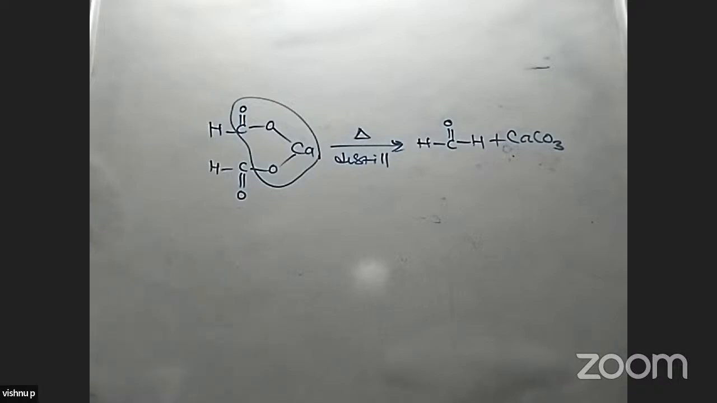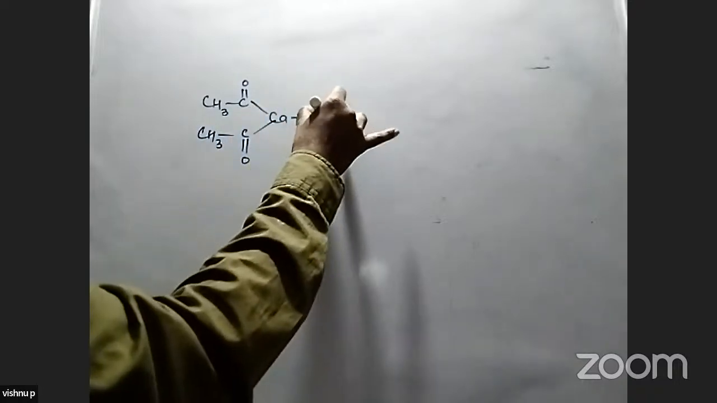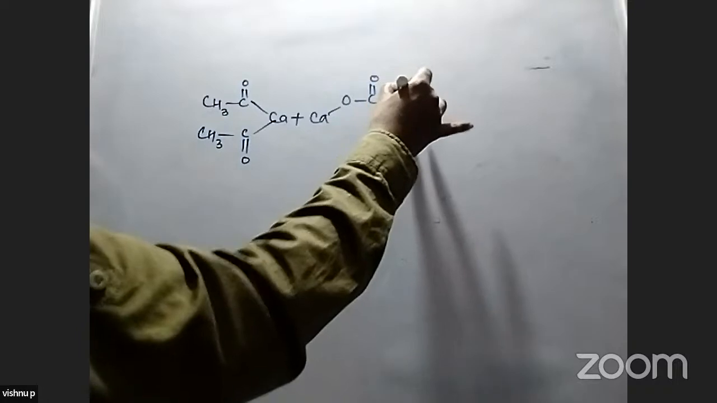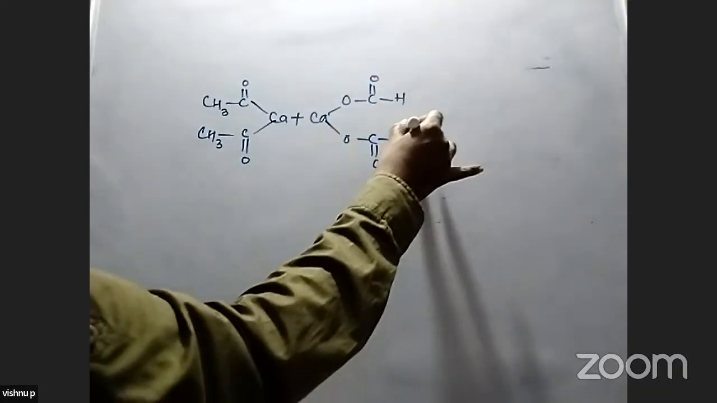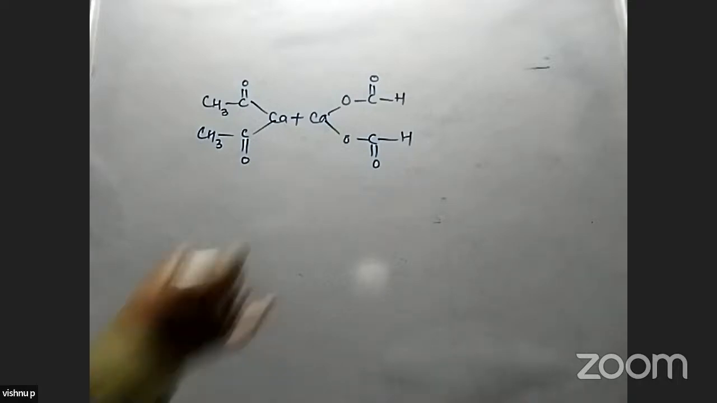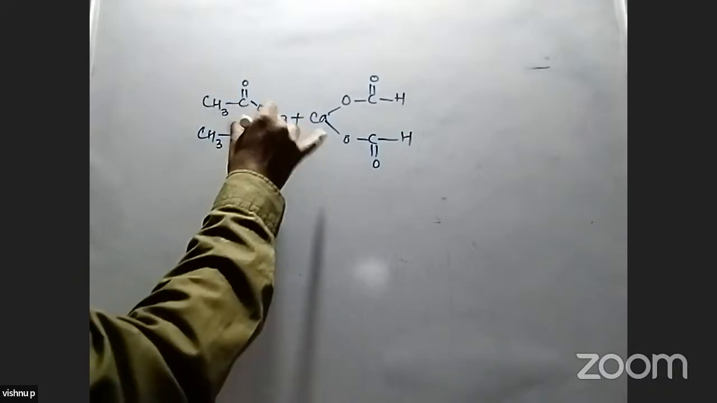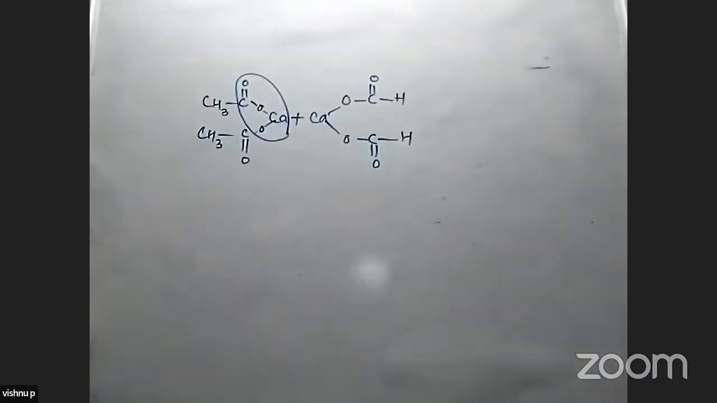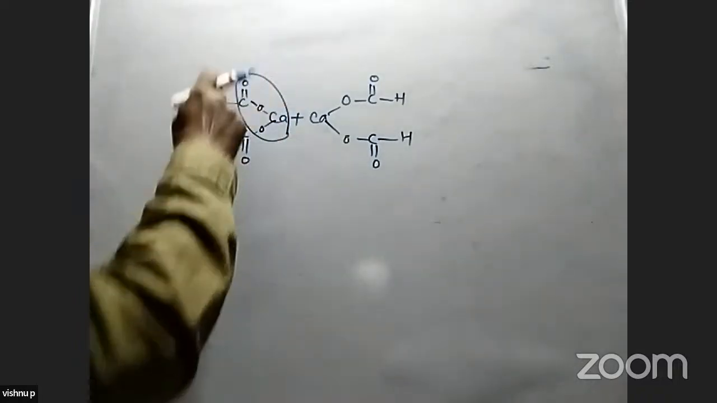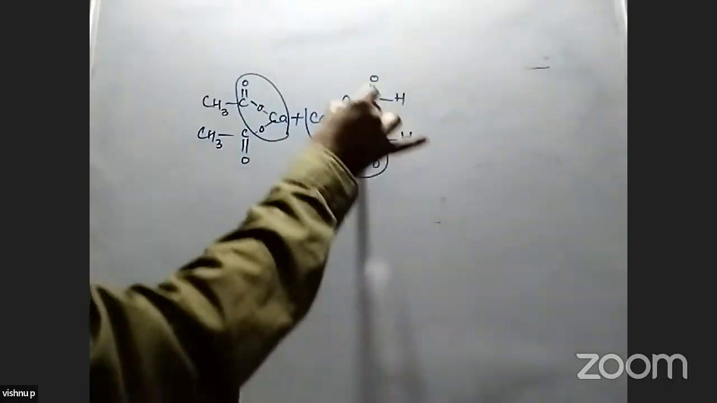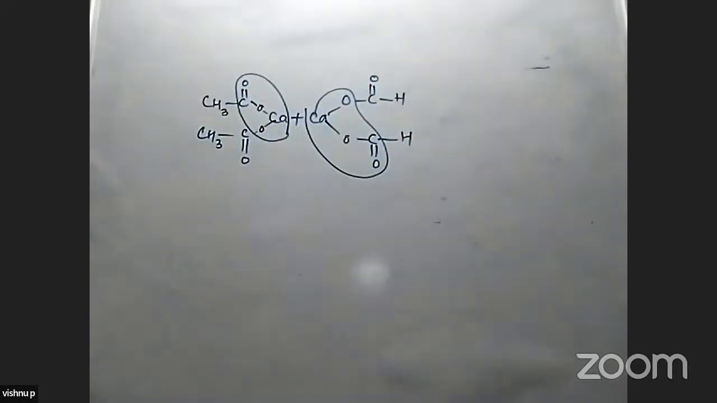Here we use one type of carboxylic acid, or we use two different types of carboxylic acid. Example, CH3COOCa reacts with calcium formate or calcium methanoate. It is called calcium methanoate. Okay, here one more oxygen, here also one more oxygen. So which group is separated here? From one compound, this CaCO3 is separated. From the other compound, this CaCO3 is separated.